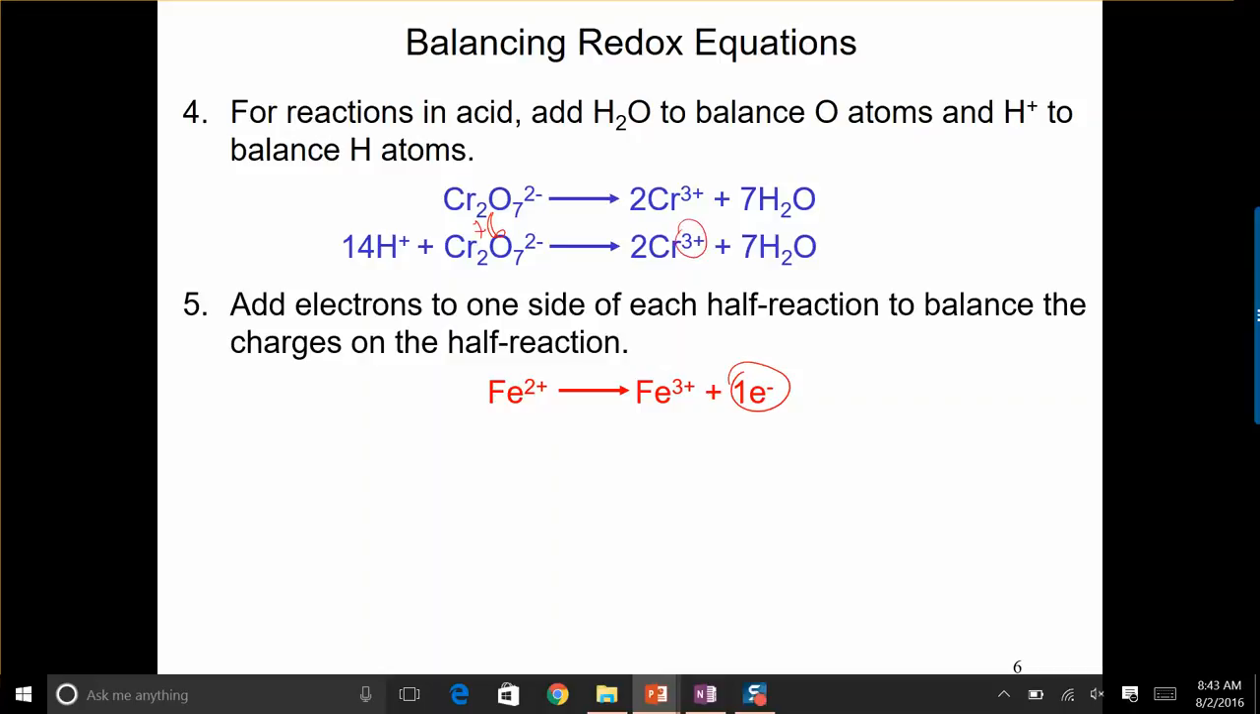So that means, did I gain or lose electrons? I gained three electrons, right? But I have two chromiums. So that means I gained six electrons, okay? So that's why I would write plus six electrons here as part of this reaction. I had to gain six electrons in order to cause the oxidation state of that chromium to go from plus six to plus three.